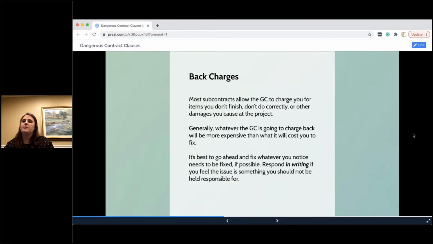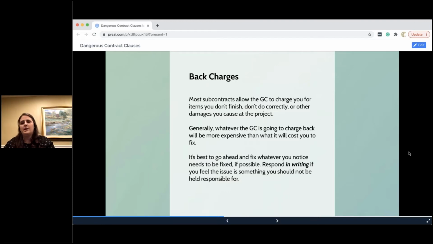So if you feel like it's something you shouldn't be held responsible for, put it in writing, say why, say what you've done, but always come to an attorney. We can put that in writing for you. We can help evaluate the situation, because at the end of the day, when it gets to something like this and maybe it feels risky, we can help you make that business evaluation, right?